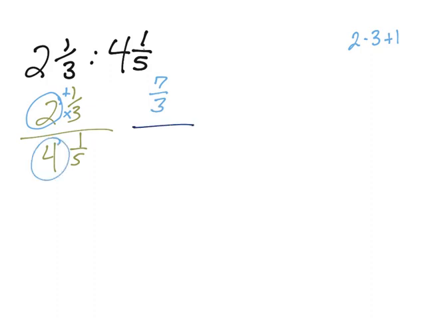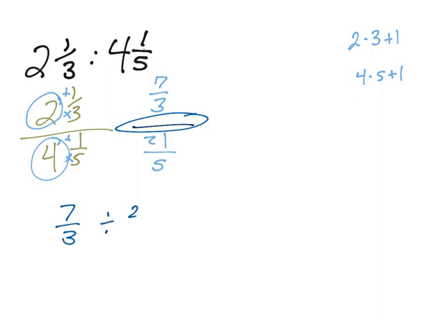In the denominator, I have 4 times 5 plus 1. 4 times 5 is 20. 20 plus 1 is 21. And my denominator stays the same at 5. So now, because I have a division bar here, I can rewrite 7/3 divided by 21/5. And I'm going to use the process of keep, change, flip. I'm going to keep 7/3, change division to multiplication, and multiply by the reciprocal by flipping my second fraction.